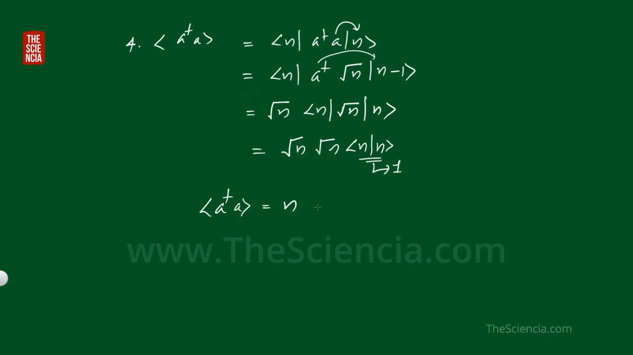That is why earlier I told you this is called the number operator. This n is the number of the state, right? That is why it is called the number operator.